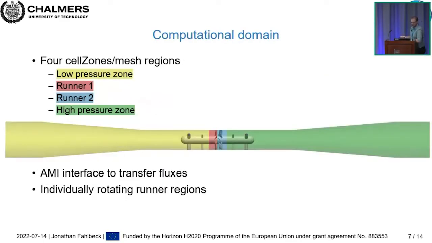So having a closer look at the numerical domain, we have divided the domain into 4 different cell zones or mesh regions. So 1 low pressure zone and 1 high pressure zone. And then of course we have the 2 runners. I will refer to runner 1 as this red part, and runner 2 is the blue part. These 2 runners rotate individually in the numerical domain, and we use the AMI interface to transfer fluxes between the different mesh regions.